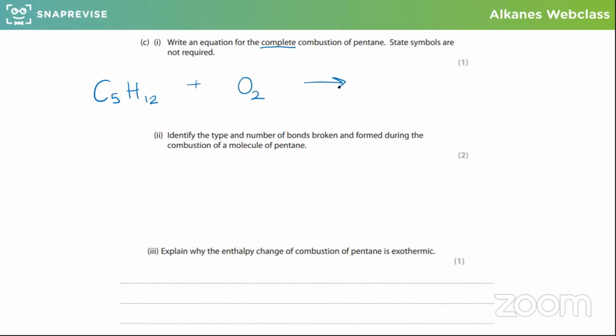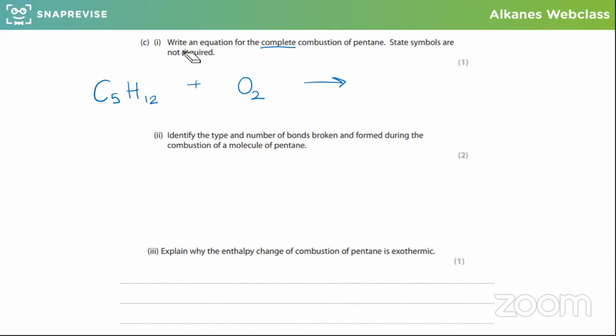And again, it's complete combustion. Yes, Candy, it does specifically say "write". They are sometimes a little bit lenient and allow you to draw the diagrams. But to be honest, with pentane, you could write it out. But just to be on the safe side, because it says write, I'd probably stick with writing.